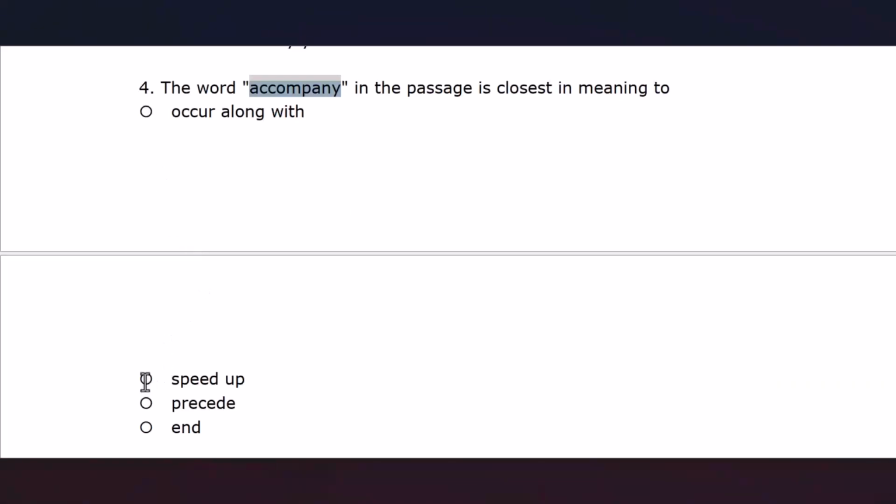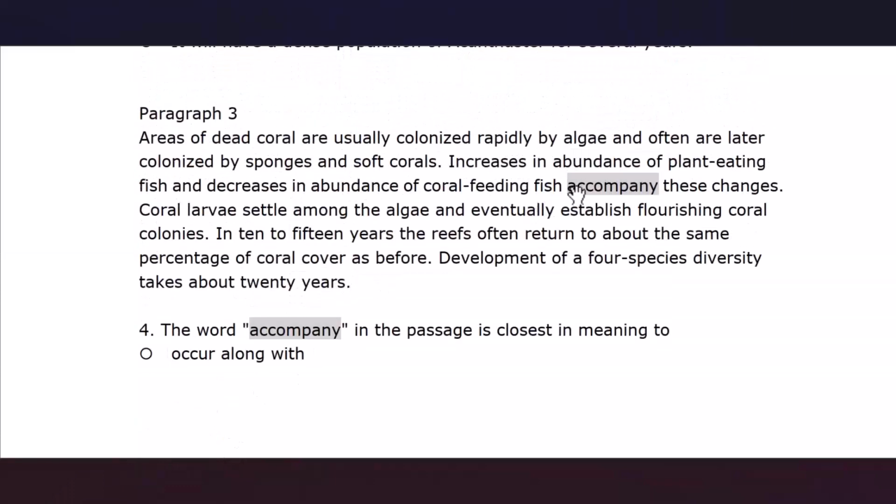However, if you don't know the real meaning of accompany and you want to just reject the negative choices, in the case of speed up, this process is very difficult, because if you replace accompany with speed up in the sentence, we don't see any hole, any gap in the whole meaning of the passage.